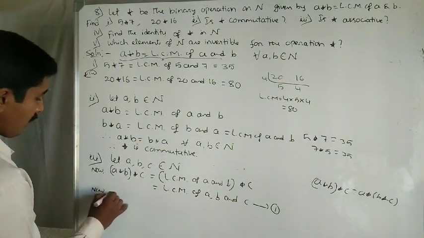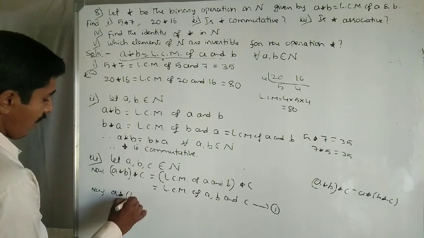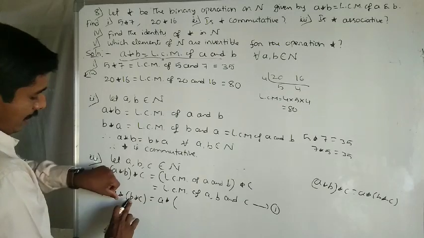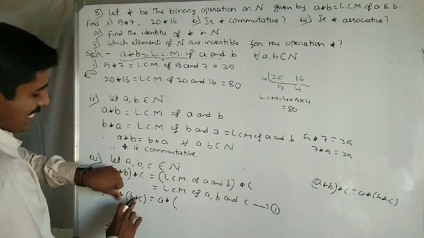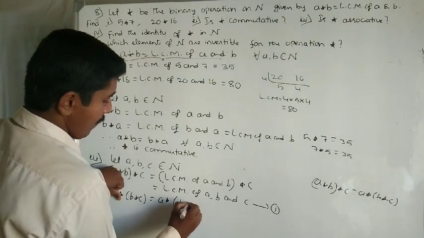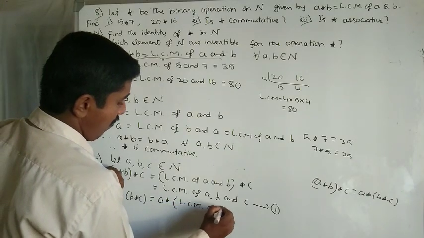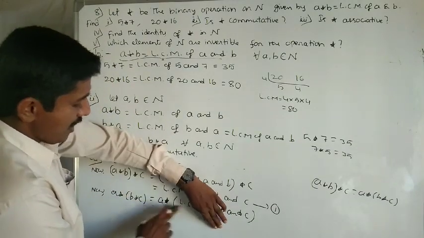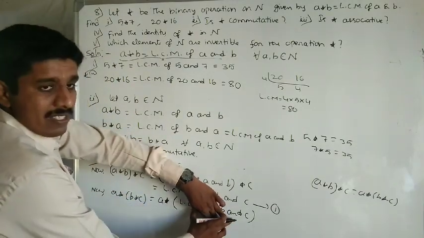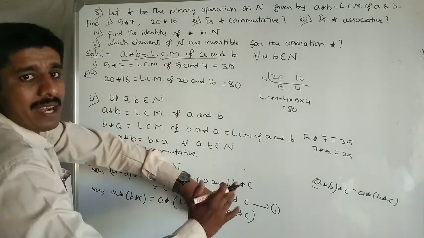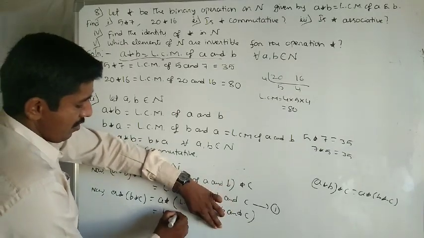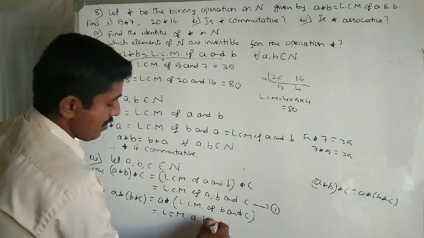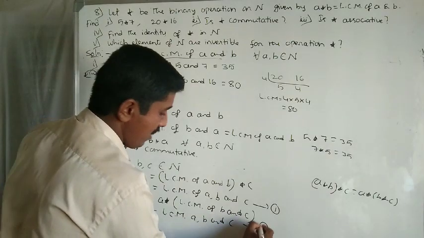RHS: A star of B star C. Within the bracket I am defining the binary operation. B star C is LCM of B and C. Next, star: first element, second element. LCM of A and this LCM of B and C means directly we can write LCM of A, B and C. Call it equation 2.